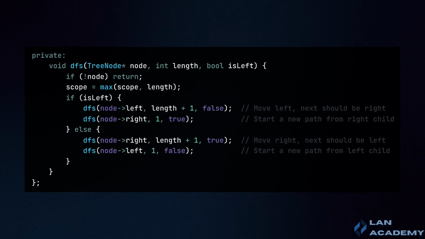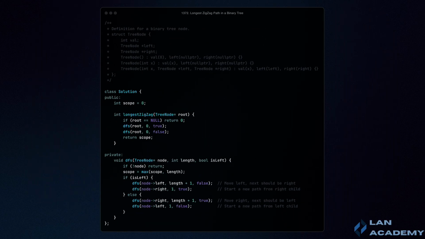The DFS function calculates the maximum length of a zigzag path in the tree. It receives as parameters the root of the tree and the Boolean variable isLeft, which indicates the current direction of the zigzag path. If the tree is empty, meaning root is null, the function returns 0 because there can be no zigzag path in an empty tree.